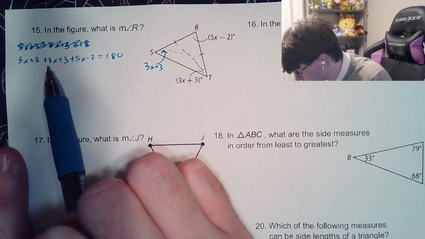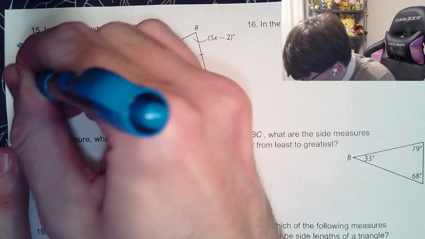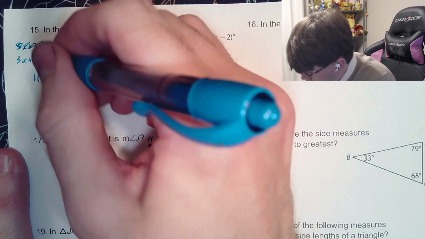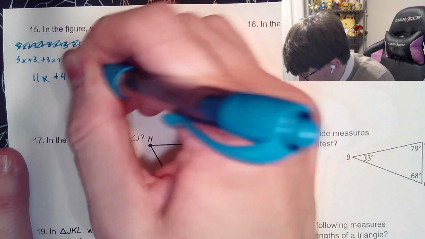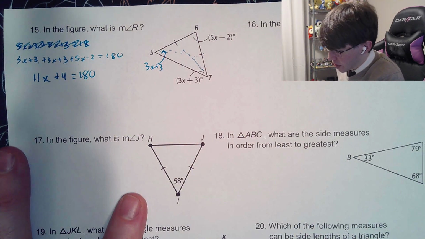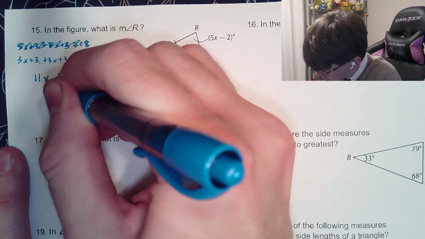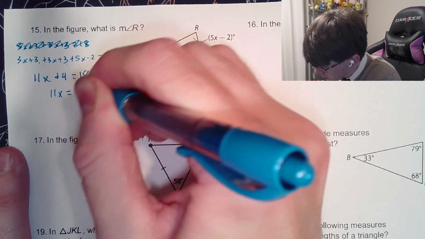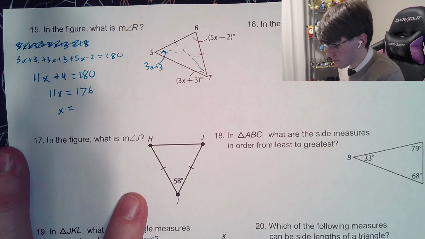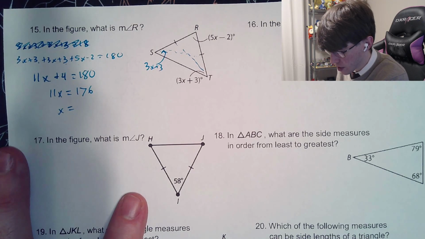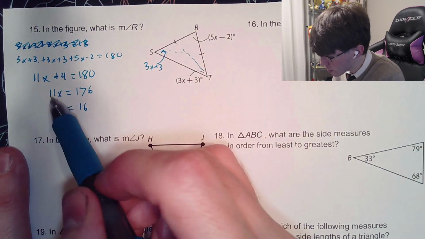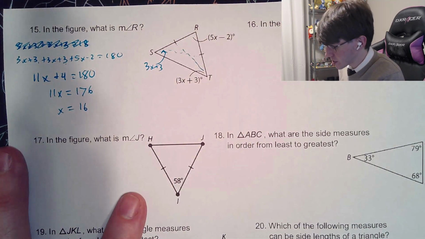So 3 plus 3 plus 5, that's 11. 3 plus 3 minus 2, that's going to be 4. I hope I didn't make a mistake. We'll find out. We're going to subtract 4 on both sides. We're going to divide both sides by 11 now. And what's that, 15? I really hope so. 176 divided by 11. Checking on my calculator. Oh, it's 16. Yikes. Of course, 1 times 6 is 6. I should have known. Anyways, we got 16.